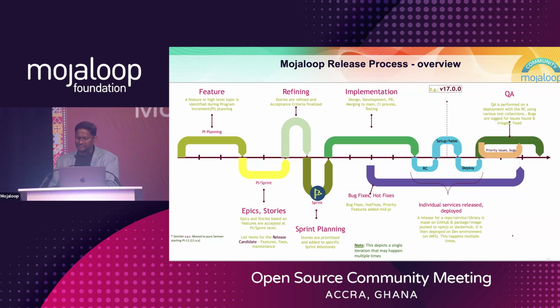When we reach a phase, which this green line represents, where we have a passing result on all our test collections, all our release checklist items are ticked off, then we make a release to the community. So that's what happened with version 17 in March. We went through this process and now we have a release.